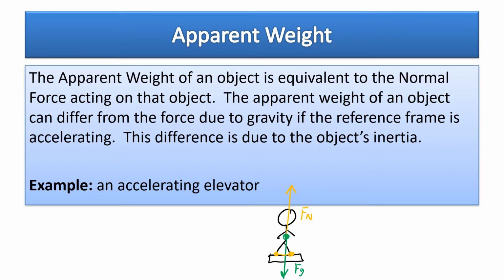This difference is due to the object's inertia, because the person has inertia. Right now they're at rest. But if the floor starts accelerating upward towards them, they're at rest and they want to stay at rest. So they're like, no, I want to stay here. And they get squished into the scale more because of their inertia if this starts accelerating upward. So that's the idea there. So an example would be an accelerating elevator.